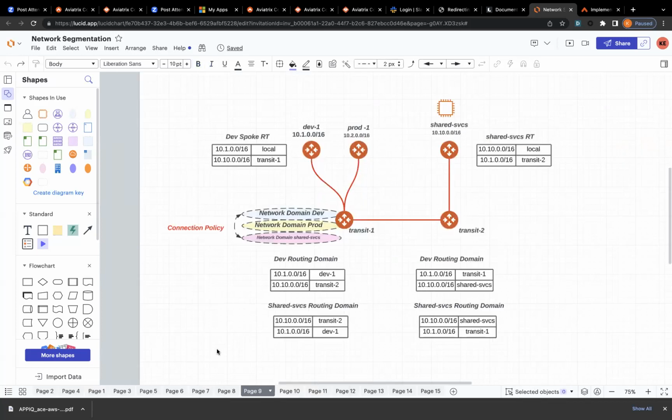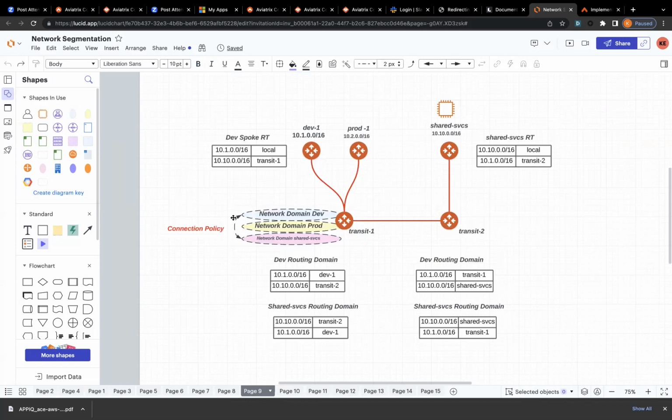Finally, I just want to introduce another concept, which is the concept of a connection policy. So let's now expand our use case and add, in addition to dev and prod, shared services. I'm just going to focus here on dev and shared services. This is why you don't see prod in any of the routing tables. However, any network domain will have a corresponding routing table. I just removed it for brevity.